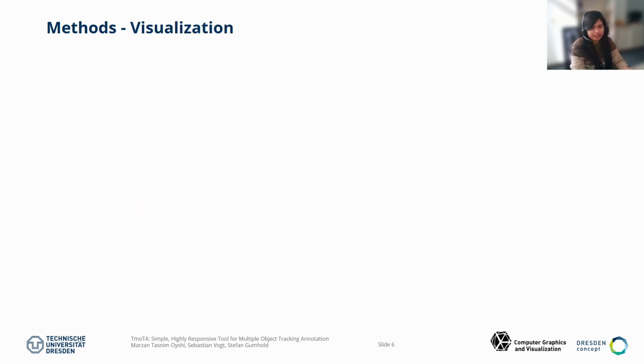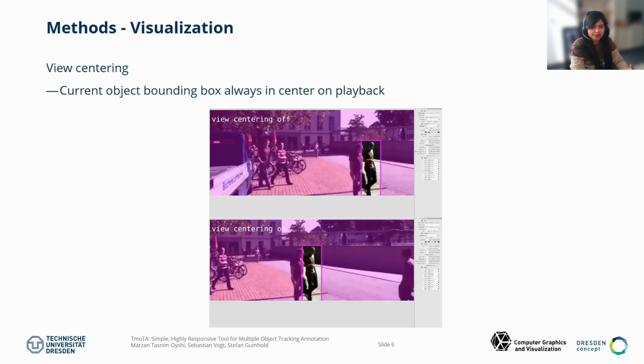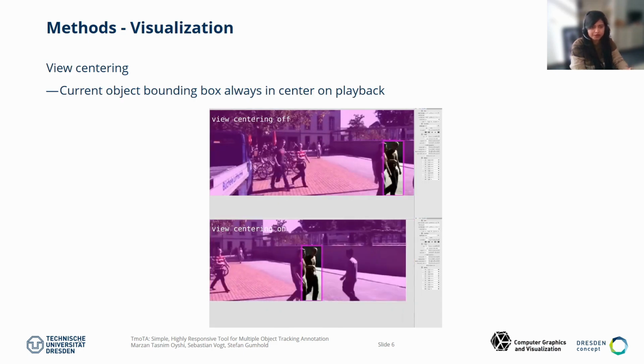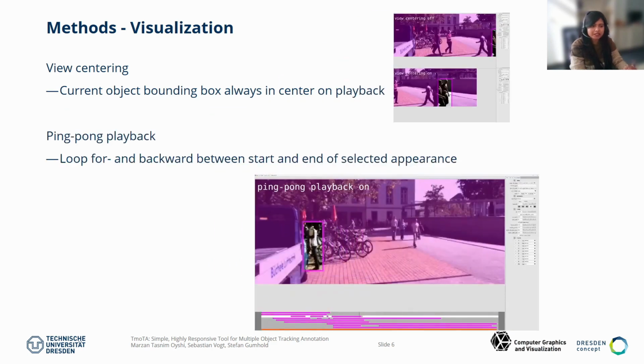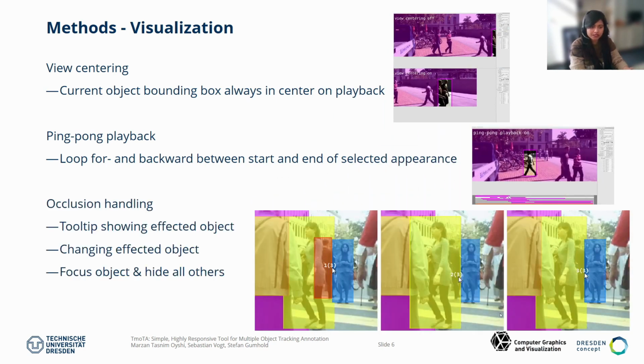As part of visualization, we offer features like view centering, which allows adjusting the view of the video to the currently selected object, and ping pong playback, which toggles playback direction at the beginning and end of the video such that it plays back and forth all the time. Videos with a large number of pedestrian bounding rectangles can overlap and occlude each other a lot. This makes selection of the current object difficult. We offer occlusion handling to resolve this issue by supporting cycling through the set of all bounding rectangles.